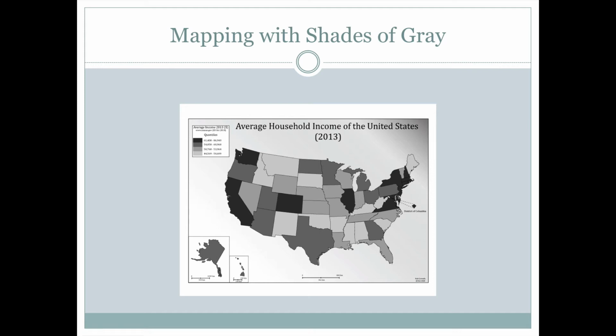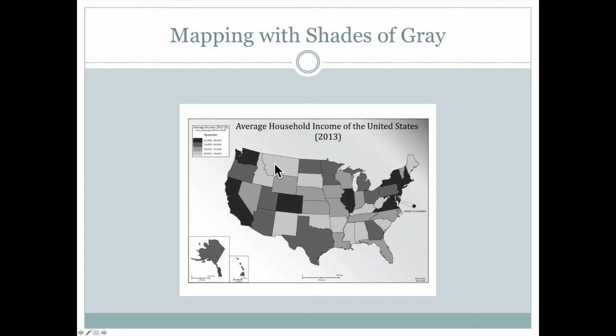Of course, it is possible to map with shades of gray without putting any color on the map at all, or any different hues on the map at least. This is one example here which shows average household income in the United States. And I think it does a nice job of displaying what the patterns are. We can see one way they've done that is they've limited the classes, the categories, to only 4 categories. And each one of those is a very distinguishable shade of gray.